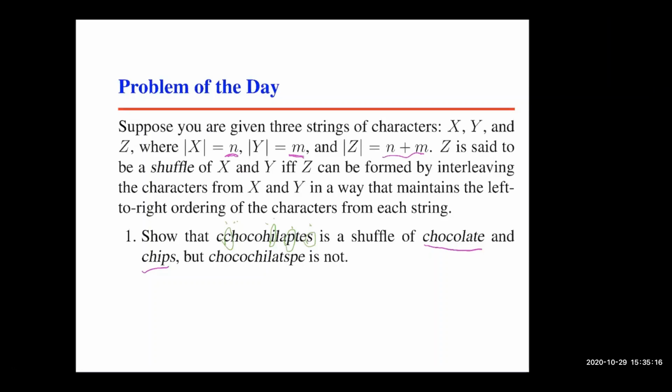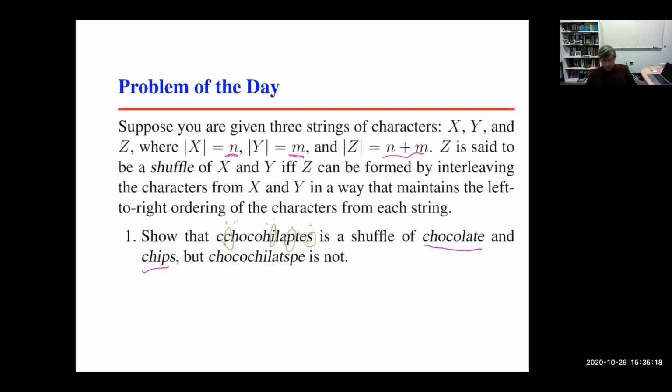They're saying no. If I take the first H, I will get chips. But now what's left is COC and not CHOC. Does everybody see that? So in order for me to get chocolate and chips, this has got to be CHOC.